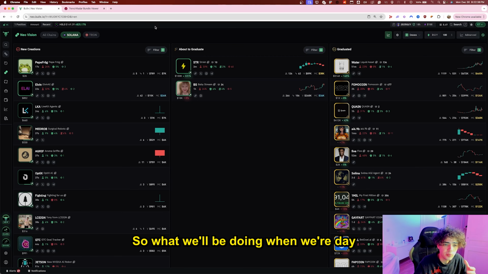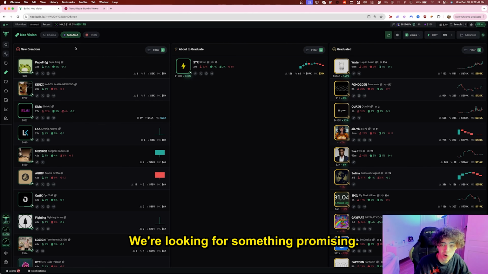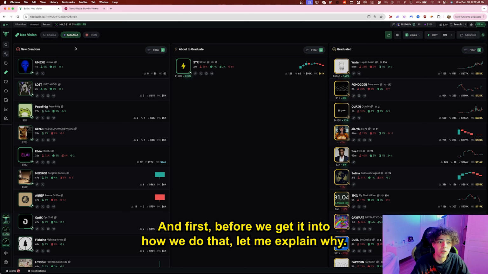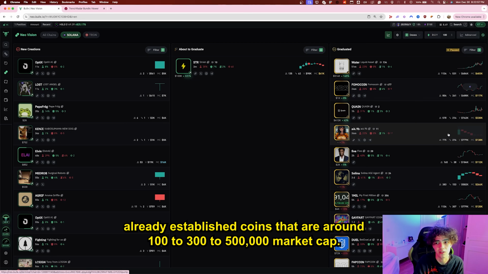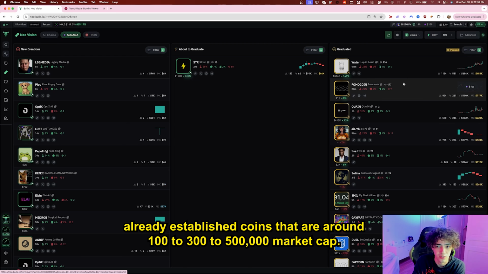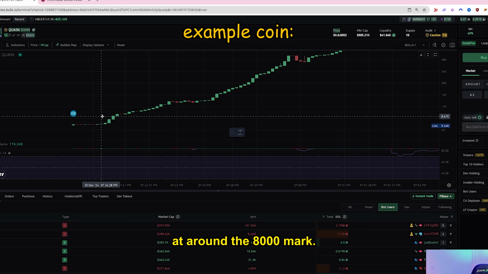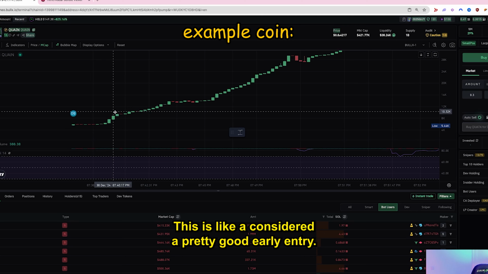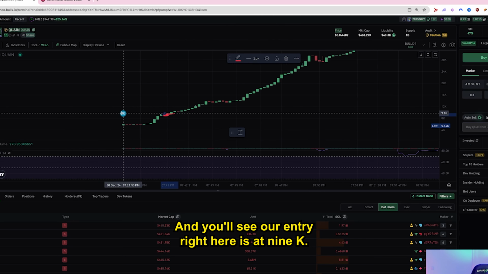So, what we'll be doing when we're day trading is scanning these new creations all day. We're looking for something promising. And first, before we get into how we do that, let me explain why we're looking at small cap coins around 5 to 10,000 market cap as opposed to already established coins that are around 100 to 300 to 500,000 market cap. So let's say that you bought in at around the 8,000 mark. This is considered a pretty good early entry, and you'll see our entry right here is at 9K.